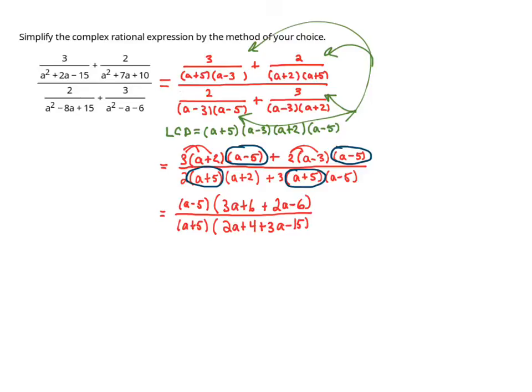Now I'm going to simplify inside of these parentheses. So on top I have the a minus 5, and the 6's cancel, so inside I just have 5a, and then on the bottom the a plus 5, but then the 2a plus 3a becomes 5a, and the 4 minus 15 becomes minus 11. And nothing else factors, nothing else cancels, so that's my final answer there. I'm wondering if that might help.